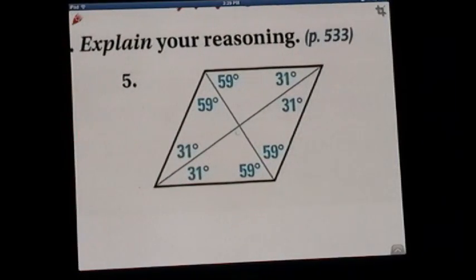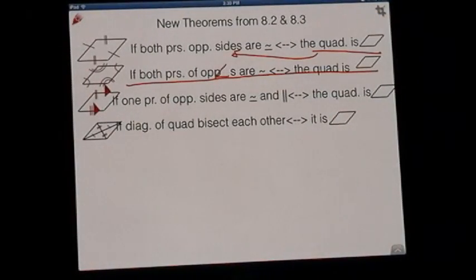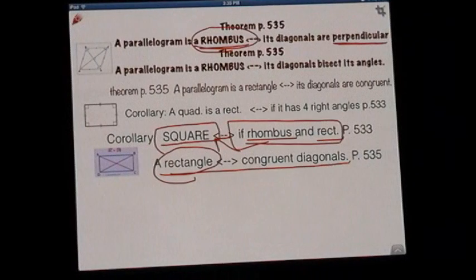Okay, looking at the next one, all we know is that these angles have been bisected. Even though these are congruent to each other, that sort of makes sense. Okay, so looking at bisected angles. If the diagonals of a quadrilateral bisect each other, it's a parallelogram. Okay, let's go over here and see if we have anything.